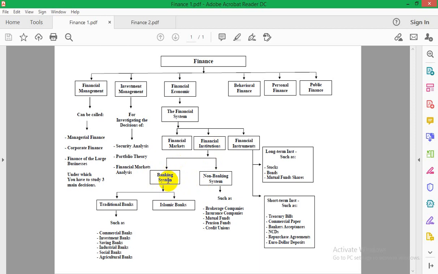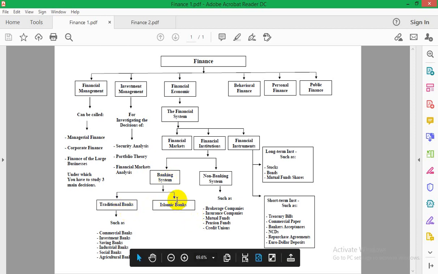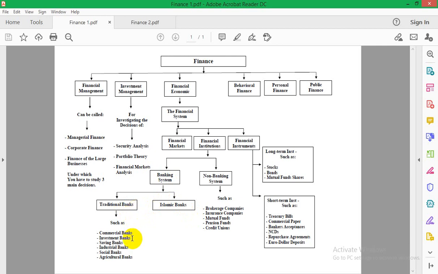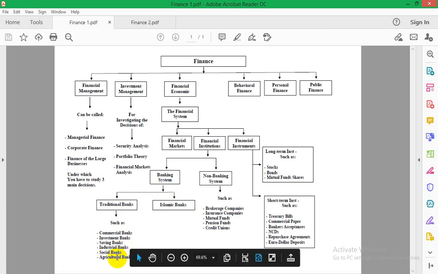And these banks themselves can be classified into traditional banks and Islamic banks. Traditional banks, such as in Egypt, for example, when talking about traditional banking, we are talking about the commercial banks, the investment banks, the saving banks, the industrial banks, the social banks, and the agricultural ones.